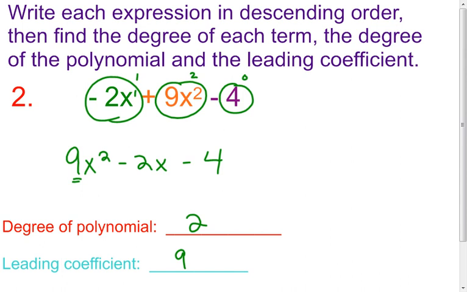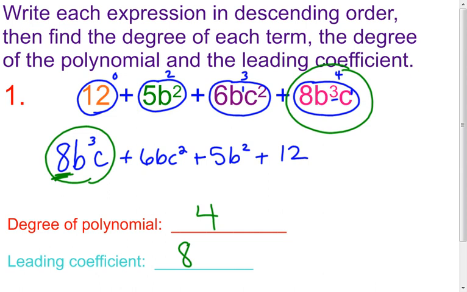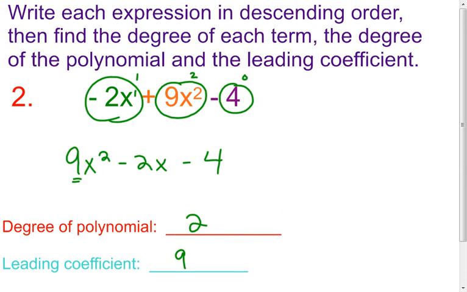Okay? The previous one has no special name. It has a degree of 4, but we don't worry about degrees of 4 having a special name. We only worry about constants, linear, quadratic, and cubic in this particular class. Okay? So since this has a degree of 2, it does have a special name, and it is a quadratic. Okay? The previous one had a degree of 4. It does not have a special name. Okay?